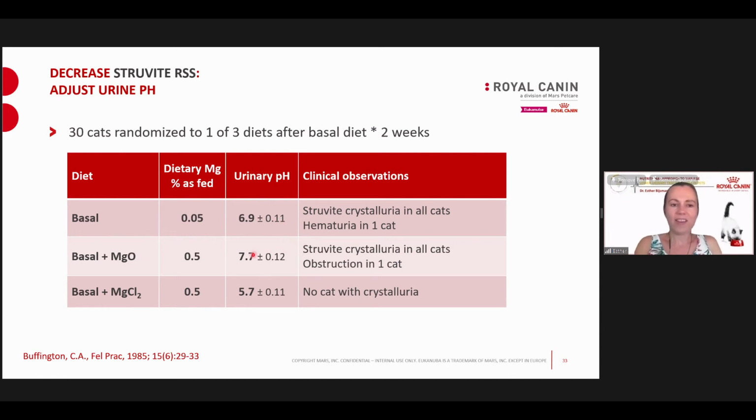And what you can see here is that despite the high magnesium concentration in the diet, with the alkaline urine pH, there was struvite crystalluria in every single cat that ate the diet, and one cat obstructed. However, in this diet with high magnesium but a low urinary pH, there were 0 cats with crystalluria. So this study figured out, and it's an old study from 1985, the year I was born, we already knew that basically magnesium was not as important as pH for struvite formation.